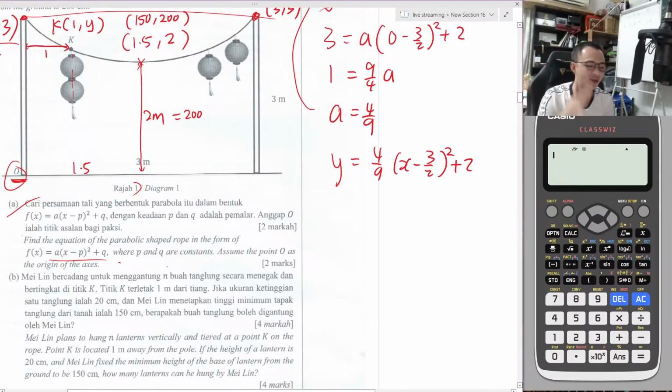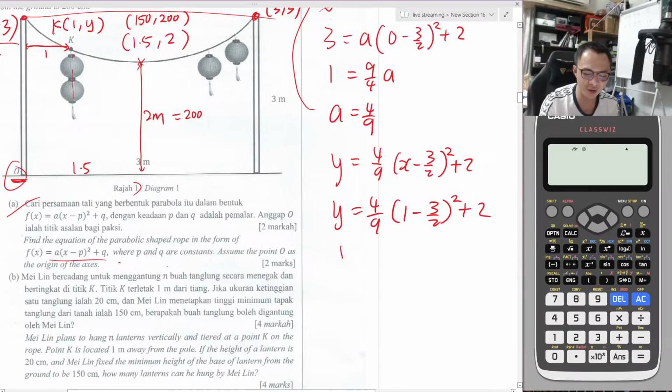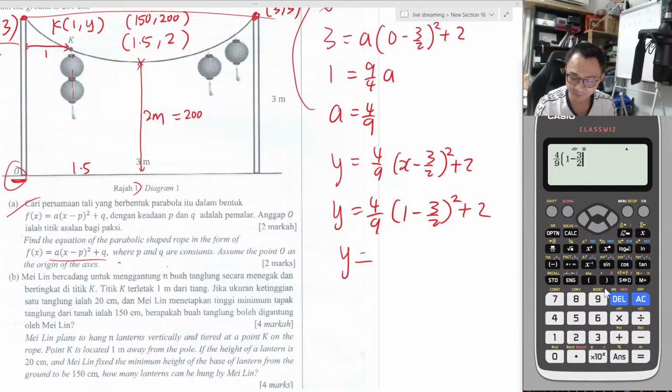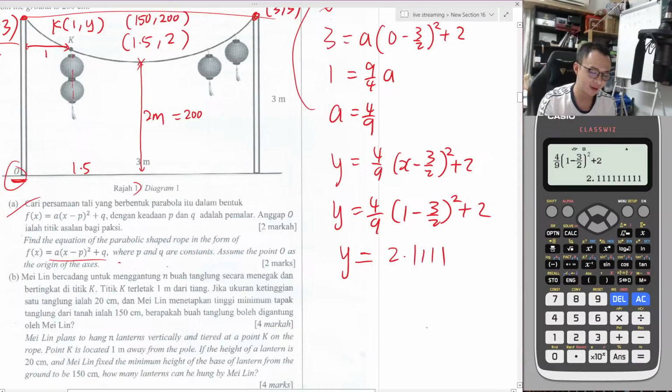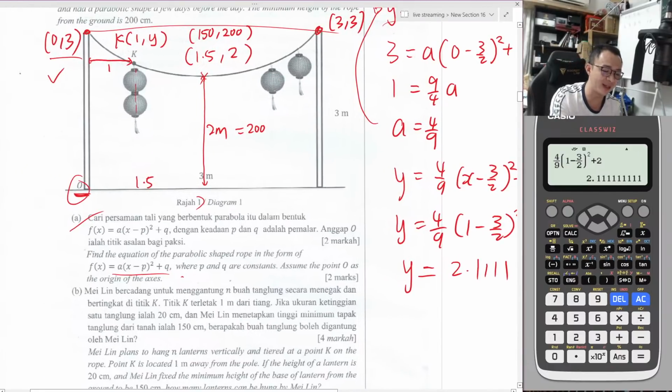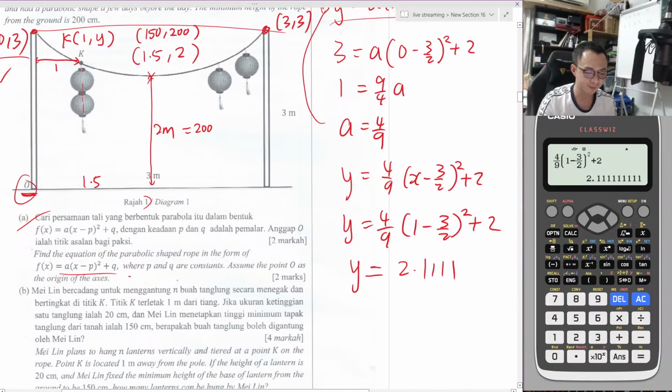Alright, so I will just sub in to find my K coordinate. So y equals y, x equals 1. I will use the calculator over here, just to save myself some time. So 1 minus 3 over 2 square plus 2. So this y value is about 2.111. Okay, so we have infinite decimals here, but at least I know the y value.